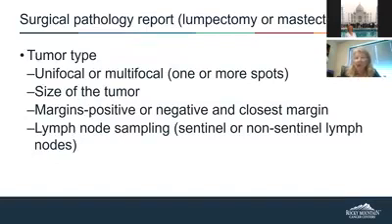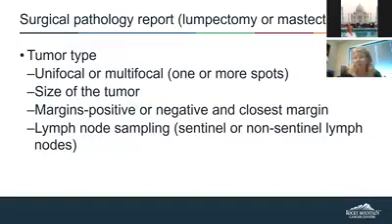So after all the biopsies have been done, now we're going to move on to surgery, and it may be a lumpectomy or it may be a mastectomy. And there's additional information that we are able to glean from the surgical pathology report. So again, the pathologist is going to tell us the tumor type. It should be the same as the biopsy.